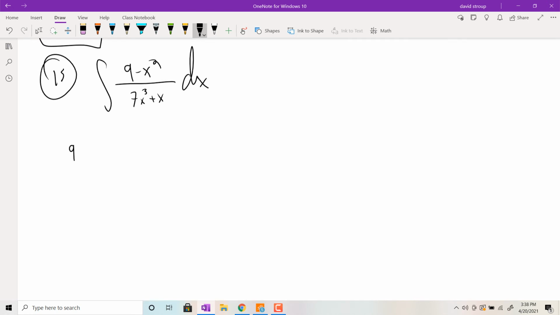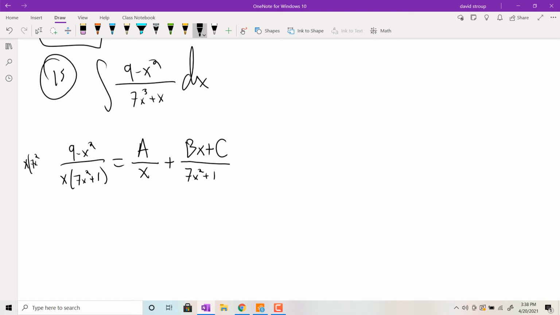So I have 9 minus x squared, and I need to factor the denominator, so I can pull out an x. So I get one linear factor, so I use one fraction for that, and then one non-linear fraction, so I use 7x squared plus 1. For the linear factors, you always just use a letter, and then for the quadratics, you're going to have to go something x plus something, right? So bx plus c in this case. Multiply through to get rid of the denominators. So you multiply everything by x times 7x squared plus 1.